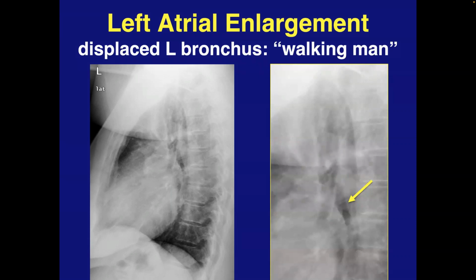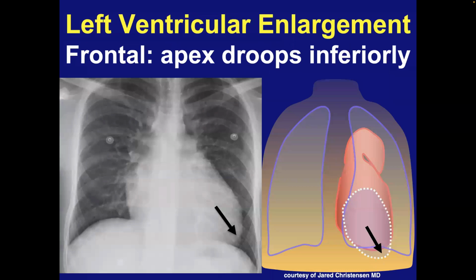And in that case, the tubular lucencies of the right and the left bronchi form an inverted V that looks like the legs of somebody walking. So this is called the walking man sign, with the tracheal air column being the torso of the person and the right and left bronchi, the legs. And when you see that inverted V of the bronchi on the lateral view, that's a sign that you may be dealing with left atrial enlargement.